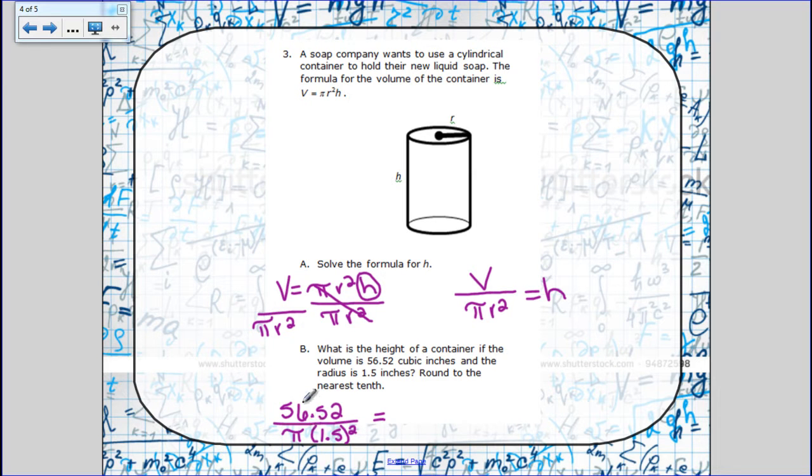I'm not actually going to take it and make it 3.14 and multiply. The first thing I'm going to do is 1.5 squared. So I can simplify this a little bit. So I have 56.52 divided by, and 1.5 squared is 2.25 pi. I can reverse that order because it's multiplication. Pi times 2.25 is the same as 2.25 times pi. I just like the pi to come second. And so then I'm going to divide 56.52 divided by 2.25.